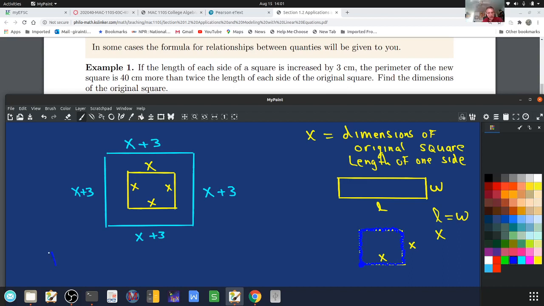So the perimeter of, in this case, the light blue square is equal to 4 times (x plus 3). In other words, 4 times (x plus 3) is the same as (x plus 3) plus (x plus 3) plus (x plus 3) plus (x plus 3). I'm adding the same quantity to itself 4 times, and that's the same as 4(x plus 3). That's the perimeter of the new square.